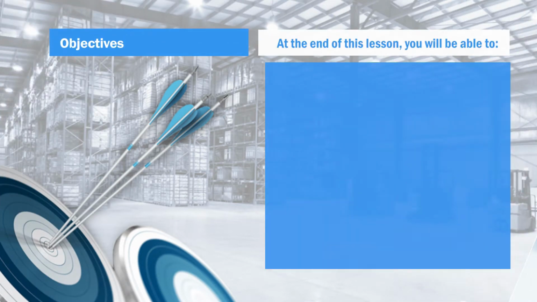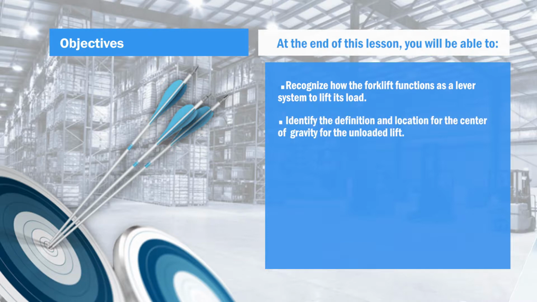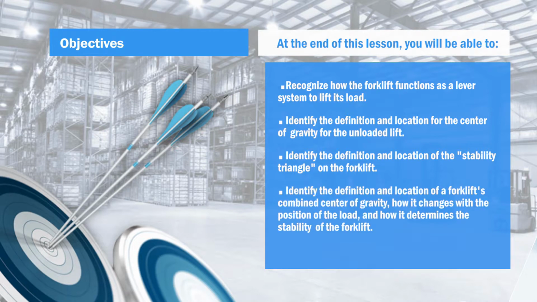At the end of this lesson, you will be able to recognize how the forklift functions as a lever system to lift its load. Identify the definition and location for the center of gravity for the unloaded lift. Identify the definition and location of the stability triangle on the forklift. Identify the definition and location of a forklift's combined center of gravity, how it changes with the position of the load, and how it determines the stability of the forklift. Identify weight restrictions and load limits.